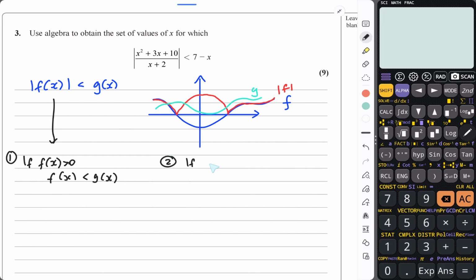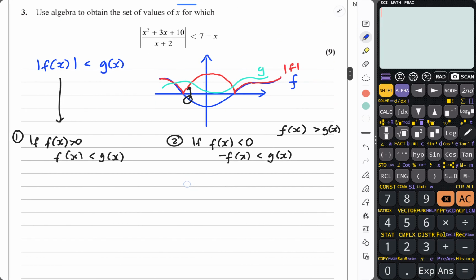Our second case, which is a little bit more awkward: if f of x is negative, so like here, then when we reflect it, we want that to still be less than g of x. So minus f of x, we want that to be less than g of x. Or you could think of this, much easier, as f of x greater than g of x. Greater meaning less negative, so when you take the modulus, it'll make it less positive. So we need to split up into these two cases.